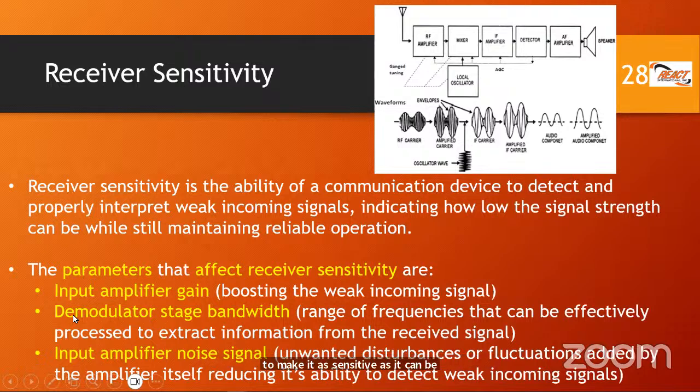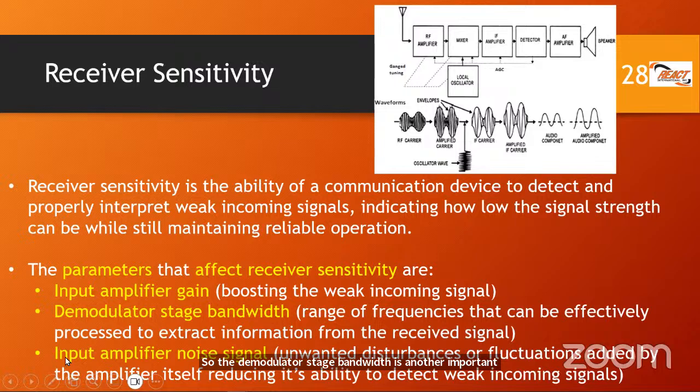And also the bandwidth of the demodulator stage. You want to make sure that the range of frequencies that it can listen to are appropriate for the particular receiver. So we refer to that as the bandwidth. If the bandwidth is not wide enough, then we may not be able to detect or demodulate the signal as best as we can. So the demodulator stage bandwidth is another important parameter that affects receiver sensitivity.